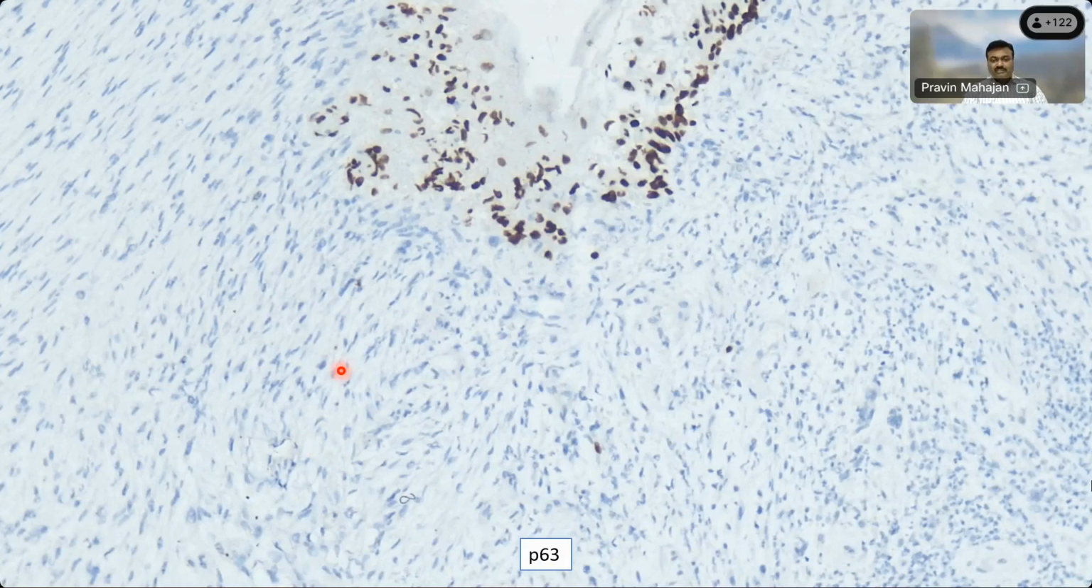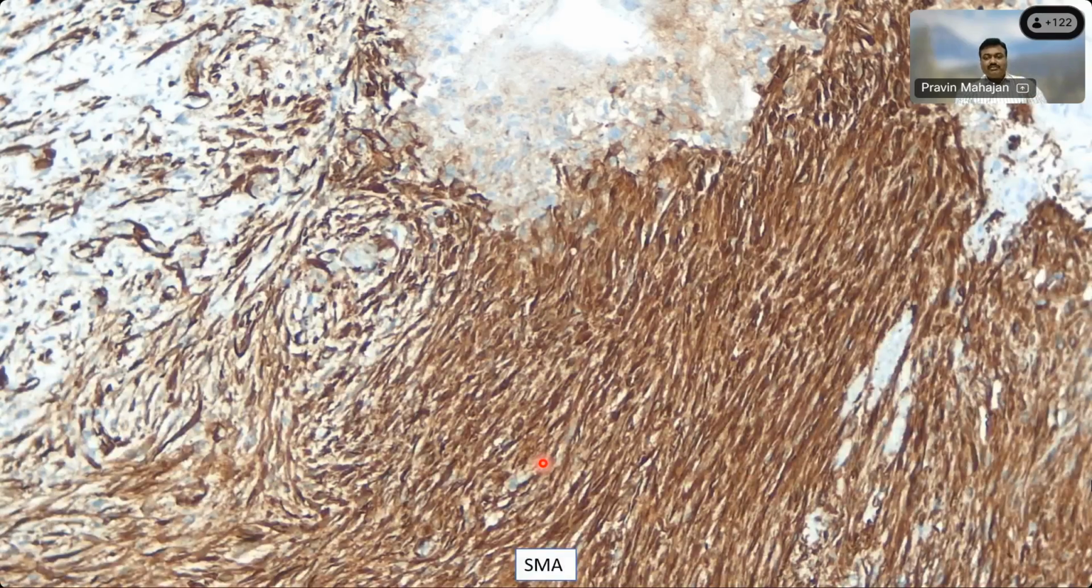Here most of the cells were negative. Very occasional cells had positivity for P63, almost negligible and very difficult to say whether it's positive at all. You may say occasional cells positive. And interestingly, these tumor cells also showed positivity for smooth muscle actin. So it does happen with these kinds of tumors.